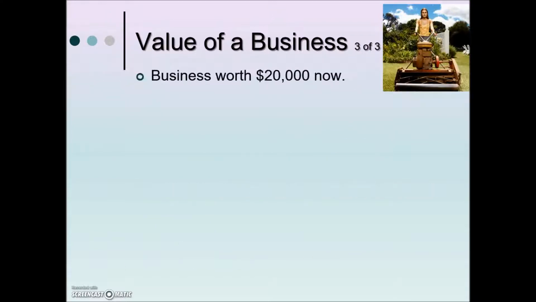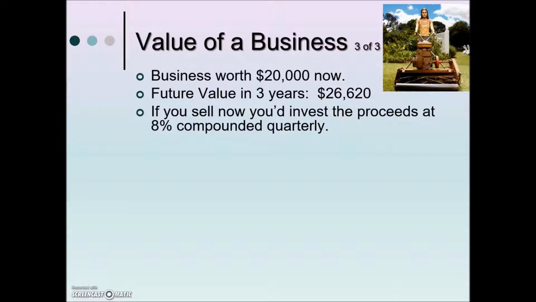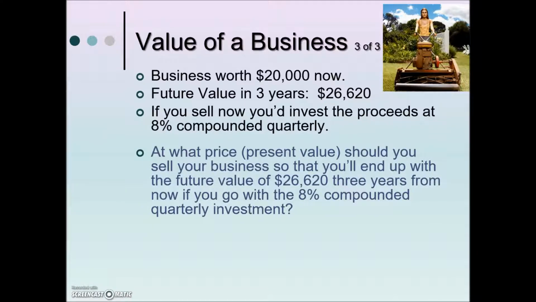So here's a recap of what we have. Today the business is worth $20,000. If we kept the business, in 3 years we would have a value of $26,620. If we sold it today, we would invest that money at 8% compounded quarterly. So the question being asked is, what is the price we should sell our business for so that we end up with a future value of $26,620, as though we had kept the business ourselves, 3 years from now with this 8% compounded quarterly investment. So we're looking for a present value.